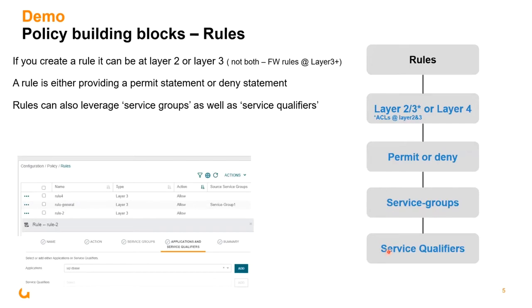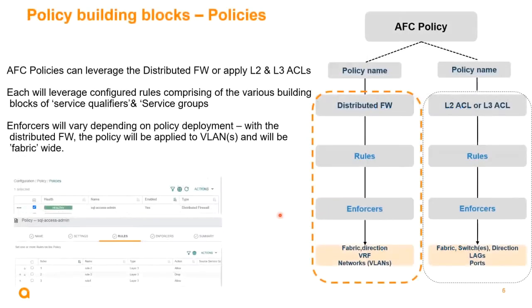We'll certainly need a service qualifier, but the service groups is optional. And lastly, the building blocks on policies. So on this side here, we've got layer 2, layer 3 ACLs. On this side, if we create a policy name, we get the option of aligning it to the distributed firewall. Then we align our rules to this policy.